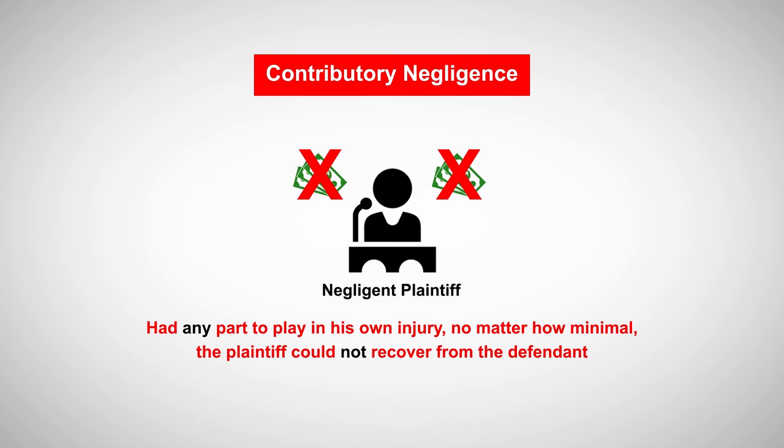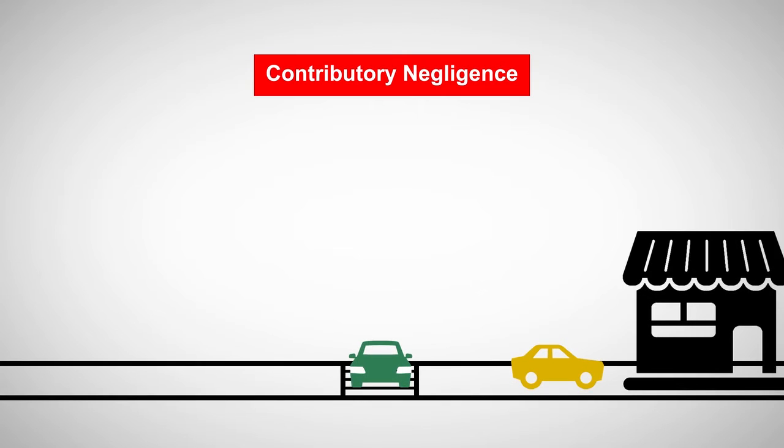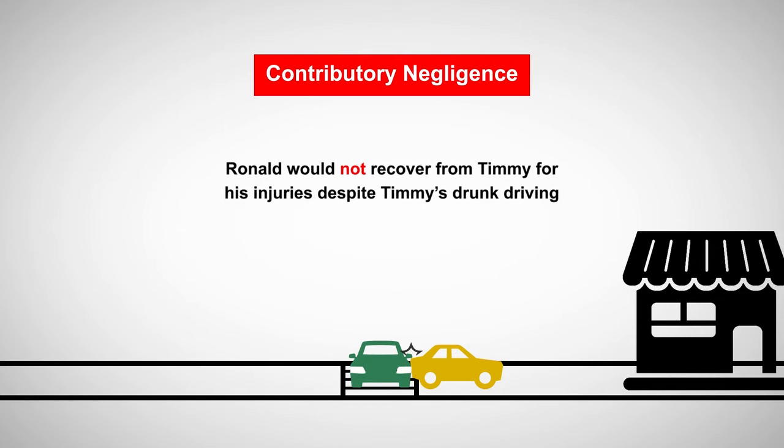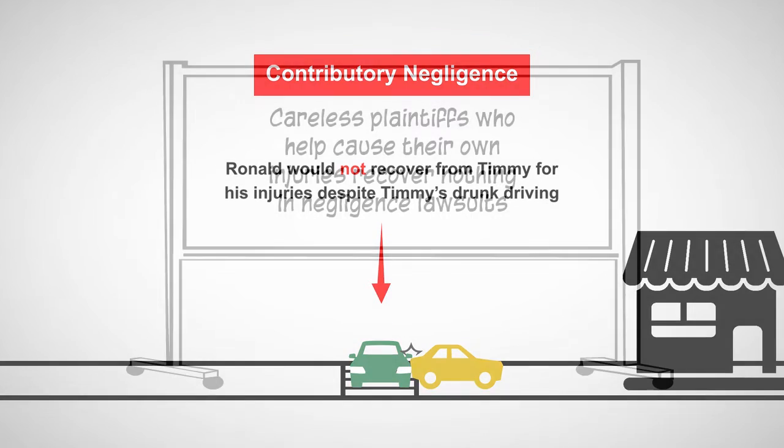For example, Timmy leaves the bar from a heavy night of drinking and slams his car into Ronald's car, which is parked illegally on the side of the road. Ronald is injured and files a lawsuit against Timmy. Under contributory negligence, Ronald would not recover from Timmy for Ronald's injuries despite Timmy's drunk driving. Ronald contributed to his own injuries by parking his car illegally and is therefore barred from recovery.